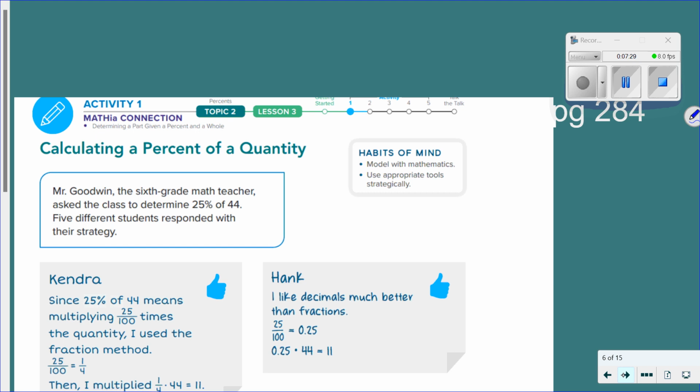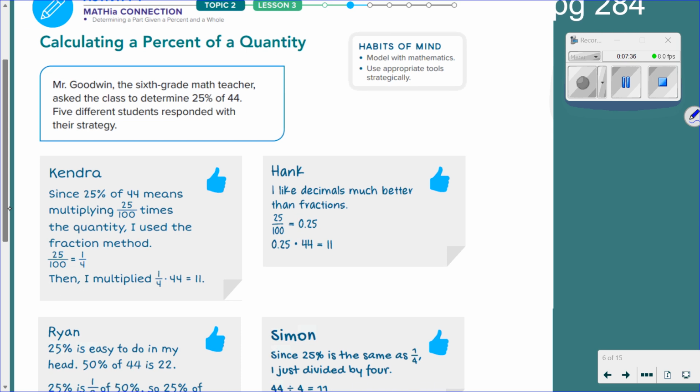Okay, let's go to page 284. We're going to skip a page. Mr. Goodwin's math class determines 25% of 44. We have 5 different students who responded with their strategies. We're going to talk through all 5 of them to help you understand them.